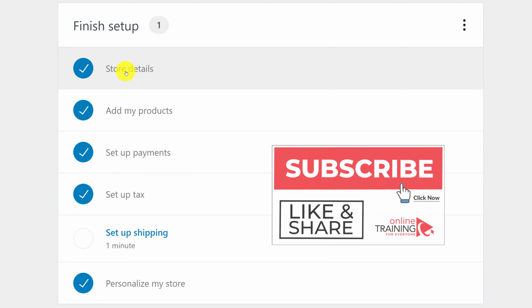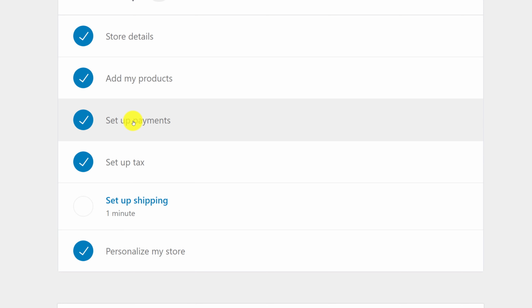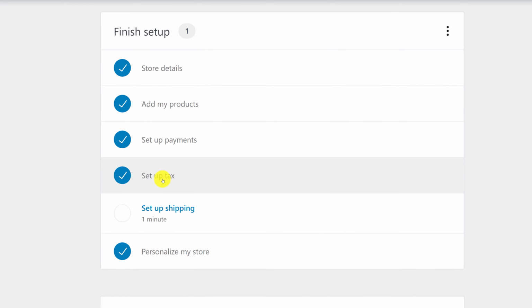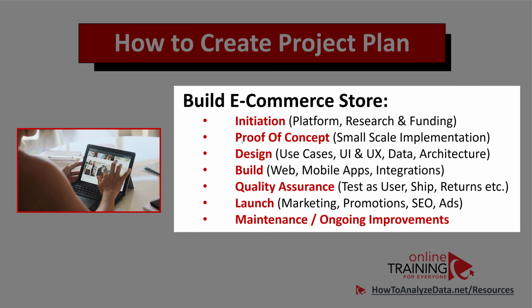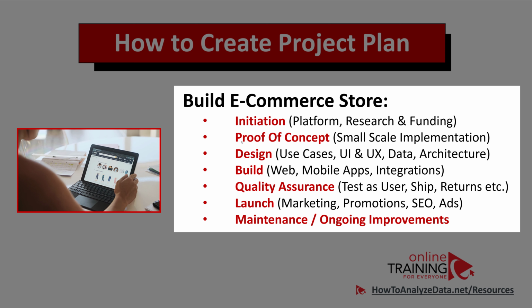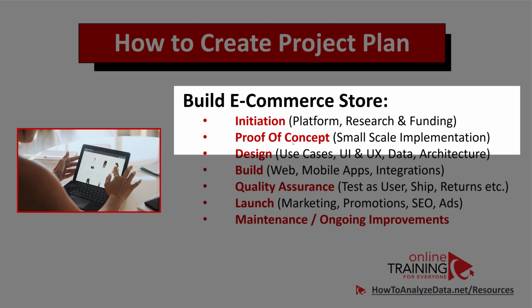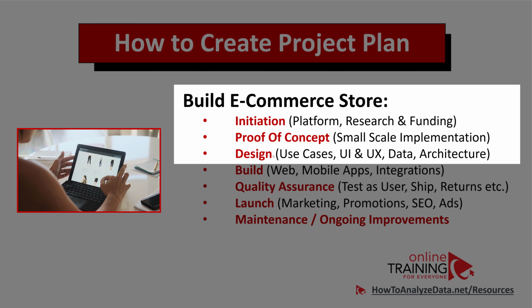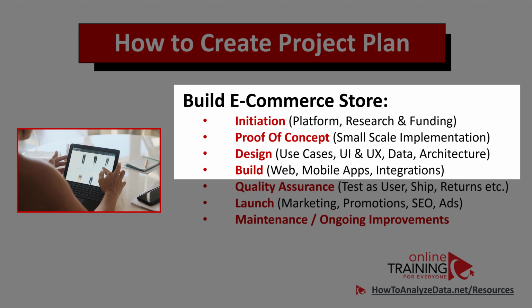To set up a successful store, you need to define store details, add products, set up payment methods, set up taxes, and personalize your store. A lot of times, capabilities of the particular plugin, like WooCommerce, would define the tasks of what you need to do for the particular store. Once you're done with the proof of concept, the next step is to do the design. During the design phase, you define how people are going to be using your store, and you build use cases.